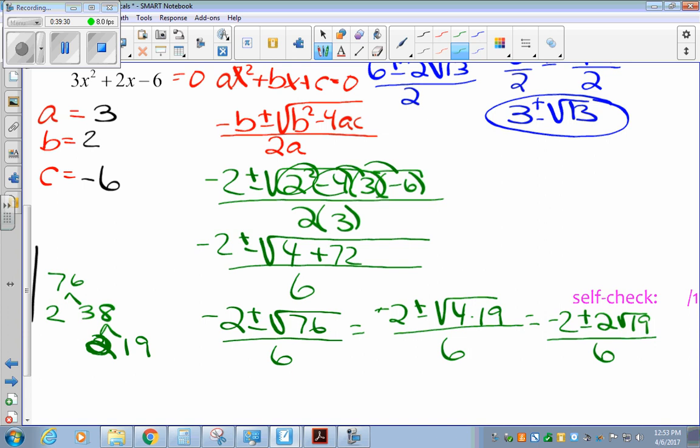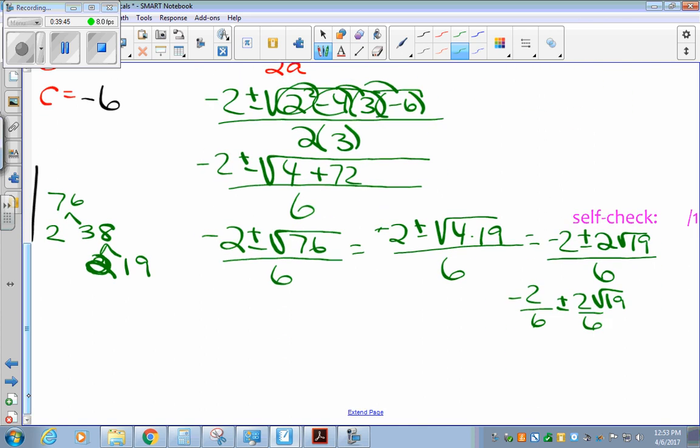Now, we're going to split this up. And simplify the fraction. 2/6 is the same as 1/3.